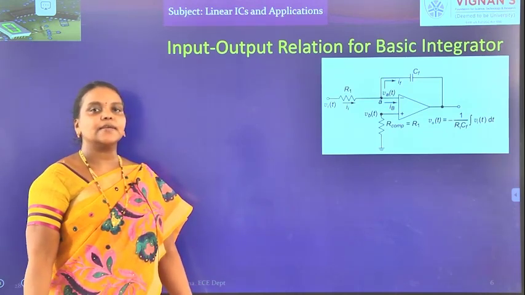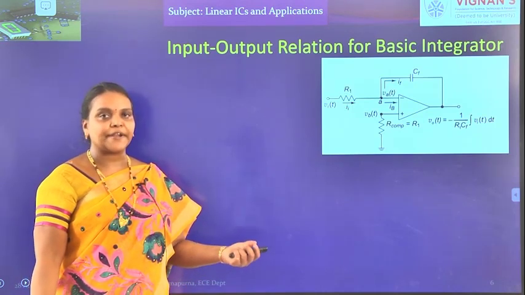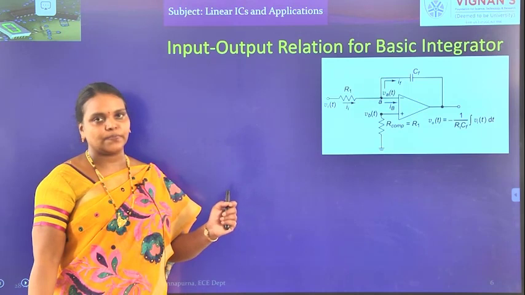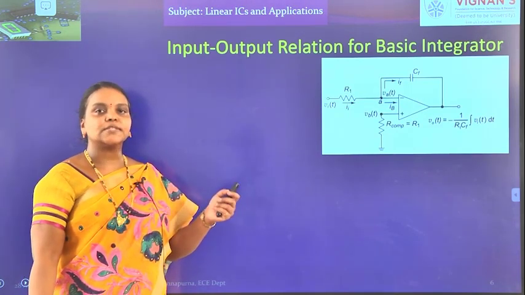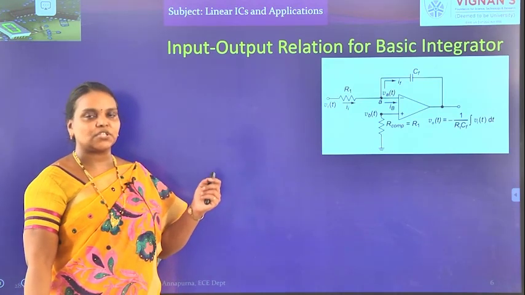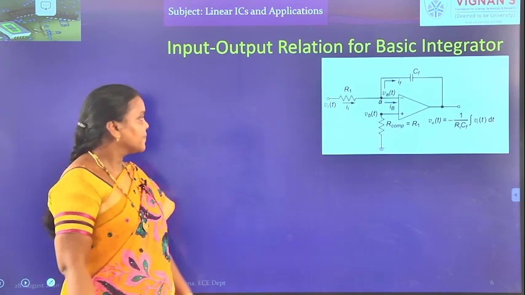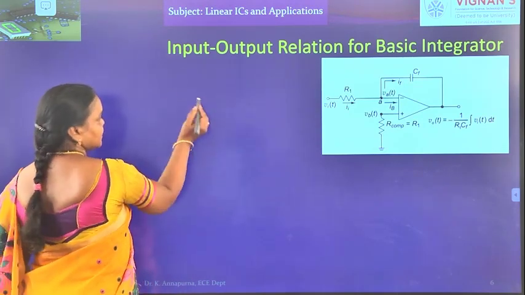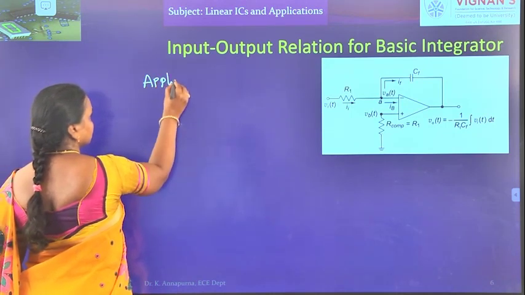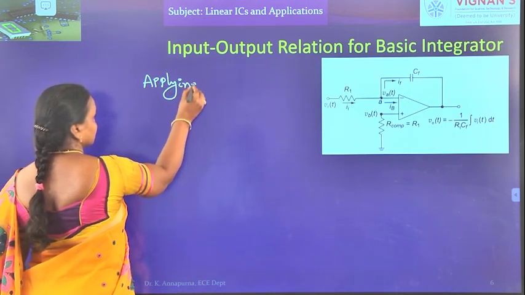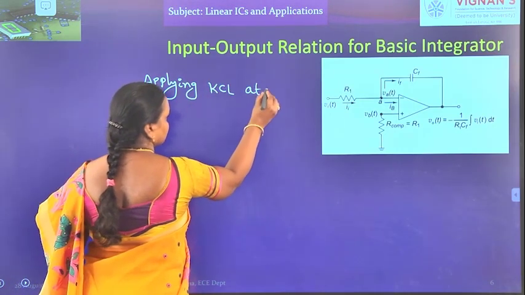What is KCL? Kirchhoff's current law, which states that the algebraic sum of currents meeting at a node is 0. That is nothing but the sum of all entering currents is equal to the sum of all leaving currents. Here one current is entering and one current is leaving. So what is the entering current? First we are applying KCL at node A.